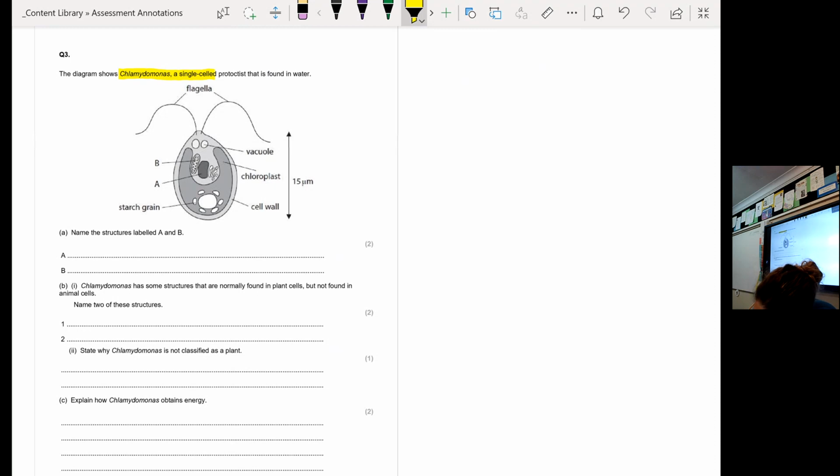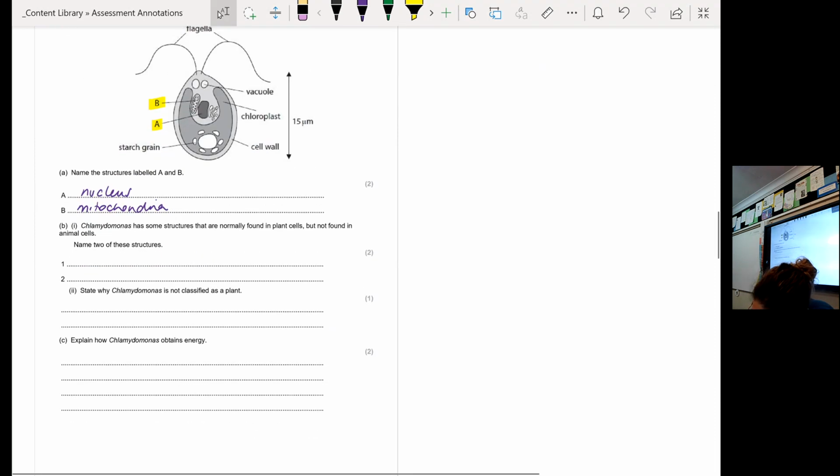Now, the structures labelled A and B. You can automatically see that B looks like a little oval-shaped or bean-shaped thing with a squiggle in it. We automatically know that is a mitochondria. So B is mitochondria. Now, the rest of this is labelled, so I know that A is not going to be a vacuole because I've already got that labelled. A must therefore be the other big thing that's in a cell, and that's the nucleus.